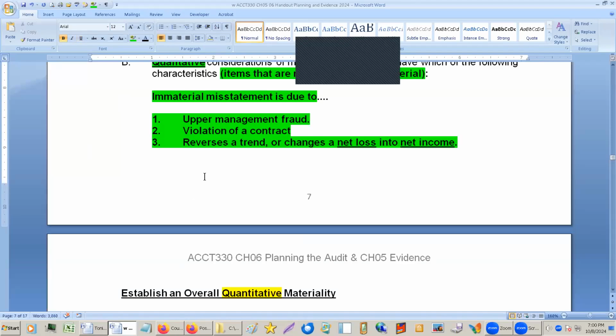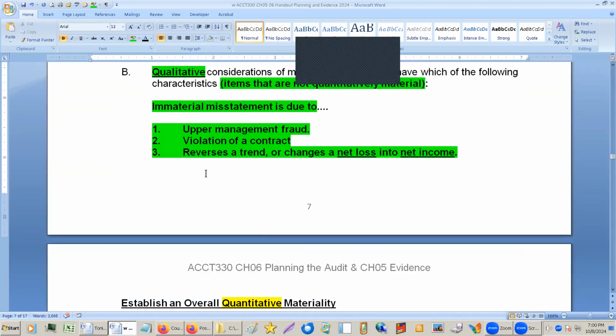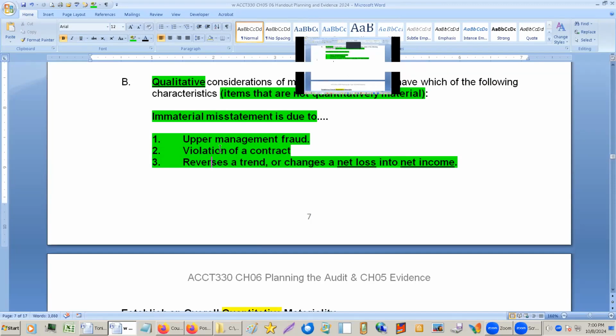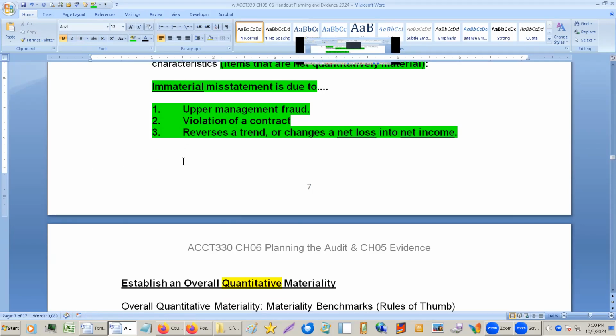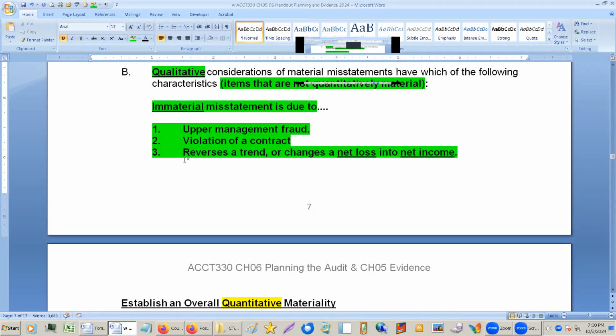Okay, so violation of contract, reverses a trend. Those are probably the most common ones, and almost everything else is a theme on that. But certainly those are things that you want to look out for. And again, even though the dollar amounts could be immaterial, they might still be material because of the characteristic of what they do. Violation of a contract, reversing a trend, upper management fraud.